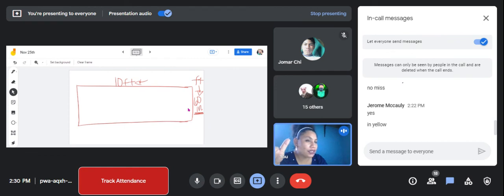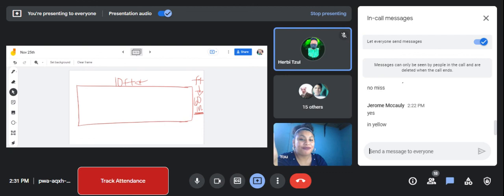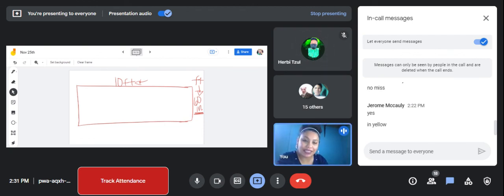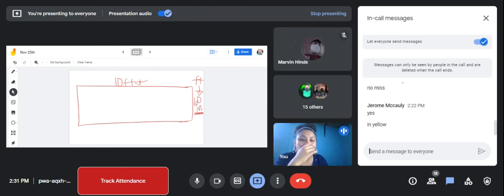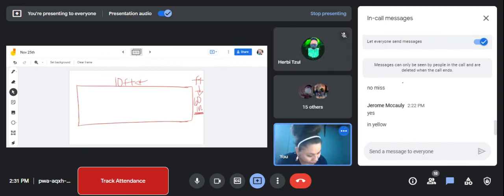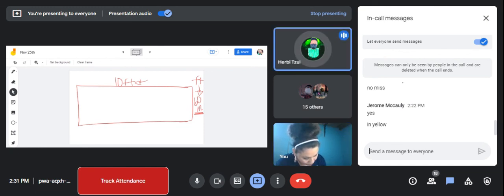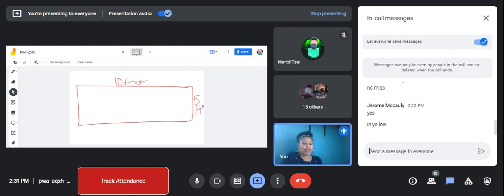How do you change inches to feet? 1 foot equals 12 inches. Very good. So what am I going to be doing to the 60? Dividing by 12. Very good. And what is 60 divided by 12? 5. 5 feet. So I have this that measures 10 feet by 5 feet.